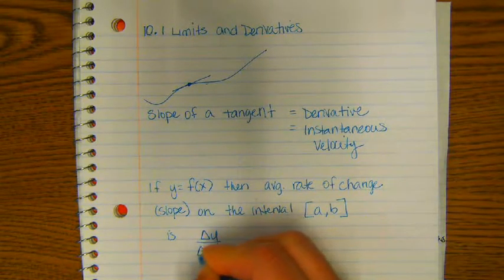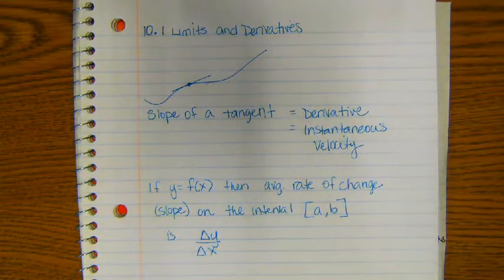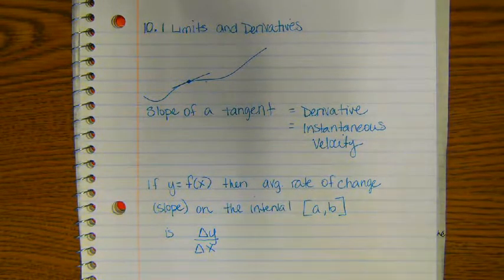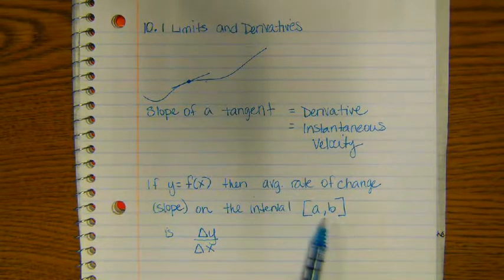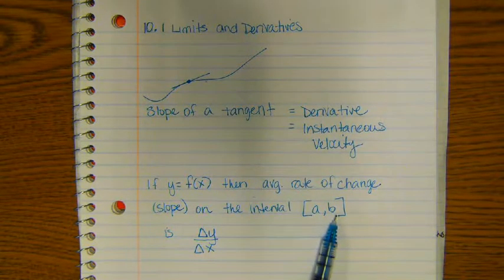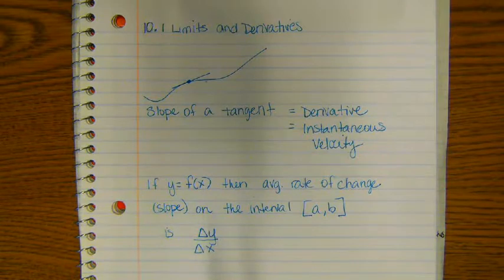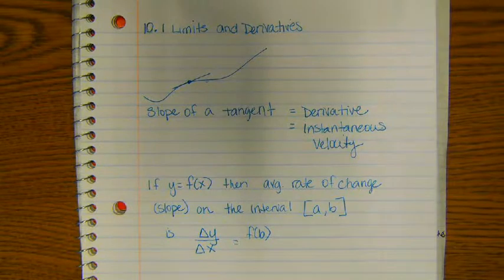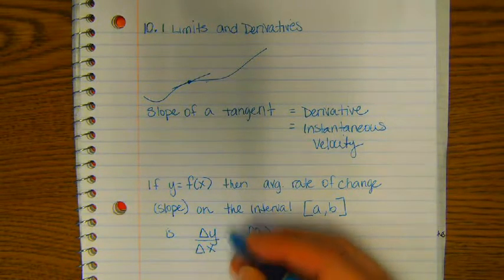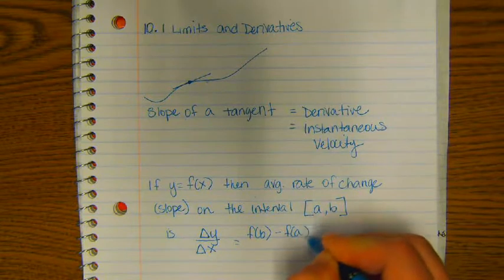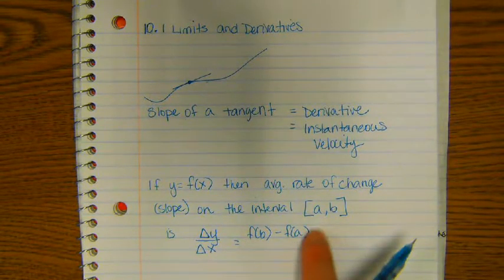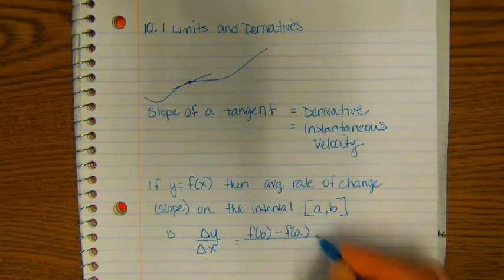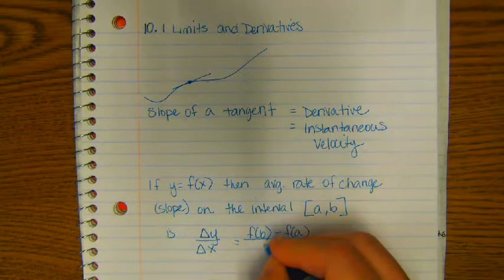Do you remember what the deltas mean? Changing. And so what that would mean is we would subtract the y's on top. So how would I find the y value for b? I'd just plug it into the function, right? So wouldn't the y value be f of b? And then I want to find the change in, so minus f of a. So this is the change in y. And then the change in the x's would be b minus a.